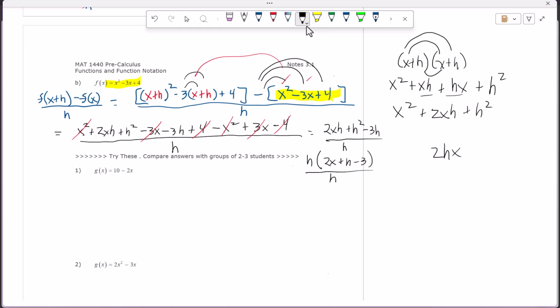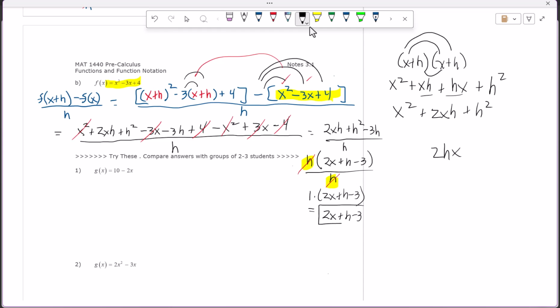And then you're going to be able to remove this factor of 1. Again, h over h is 1. Now, you don't have to write this step. Teachers never teach you how to write this step this way because it's unnecessary. But the answer to the problem is 2x plus h minus 3.